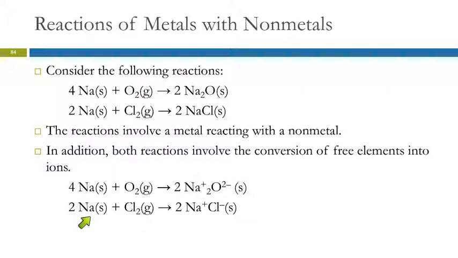Same thing's happening with sodium and chlorine. We start with neutral atoms and molecules. We end up with ions. The ions come about by the sodium transferring an electron to the chlorine. It makes a compound because the opposite charges attract each other. It's a transfer of electrons. It's a redox reaction.